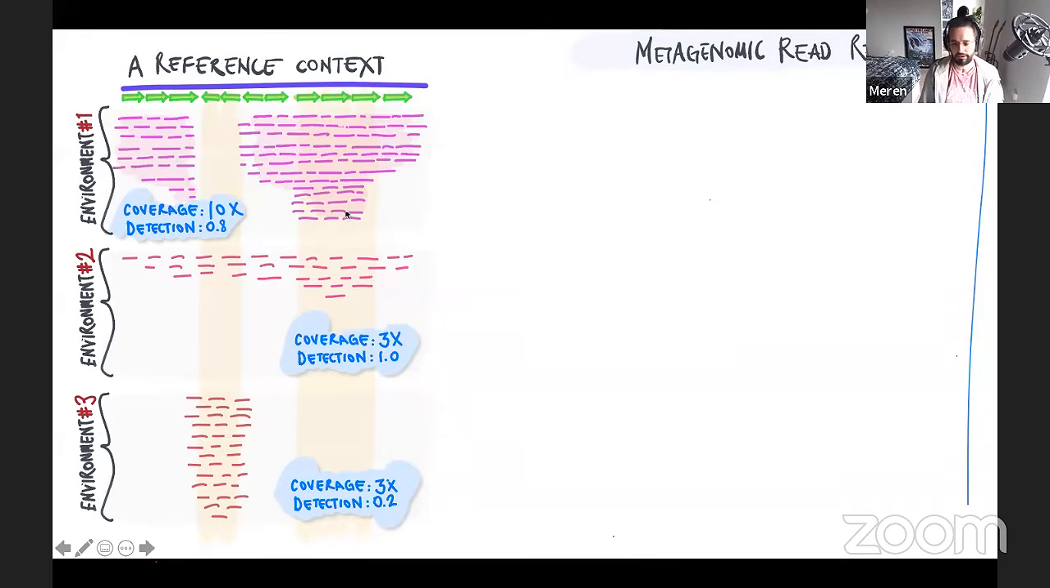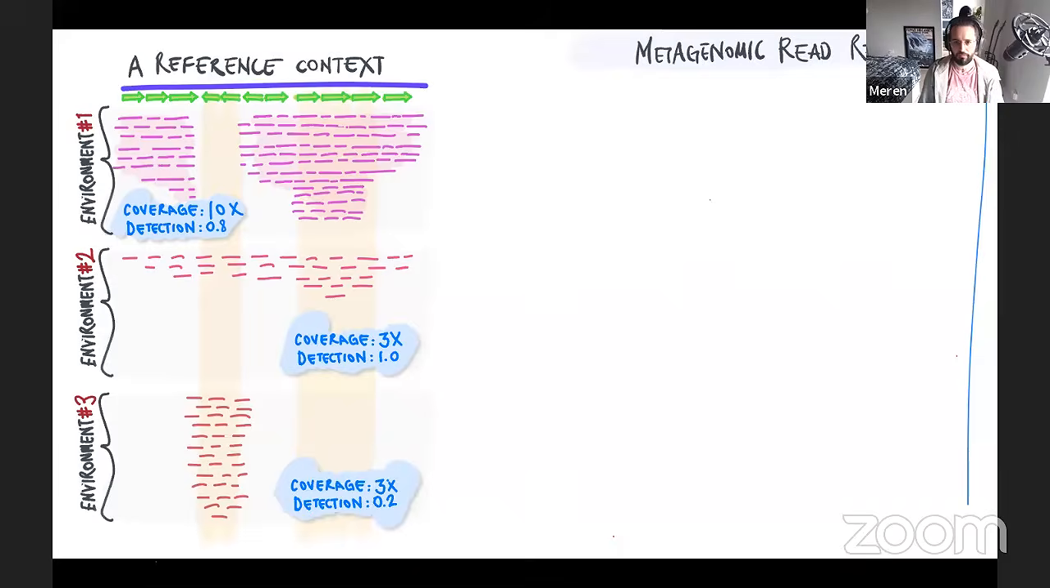And detection. Again, I always think in shapes. So if it helps, you can think of coverage as a vertical property, and detection as a horizontal property of these kind of data.